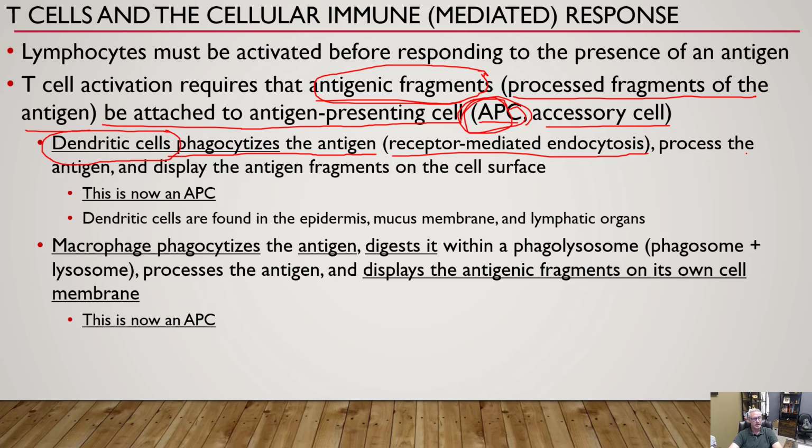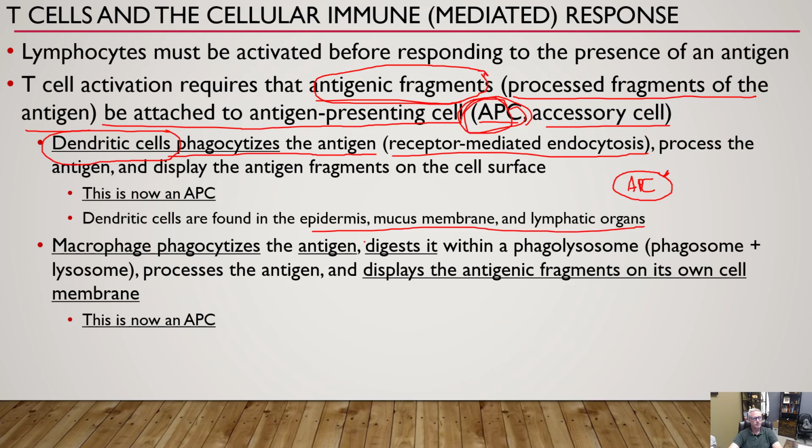They're going to process that antigen, and they're going to display that antigen on its cell surface. So let's say that that's going to be our dendritic cell. All we're going to do is display that antigen right there on our cell surface. Now we call this cell an antigen presenting cell. We're going to find these in our epidermis, mucous membranes, and lymphatic organs.